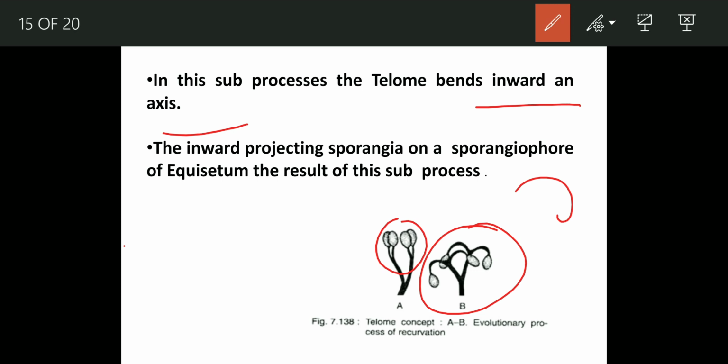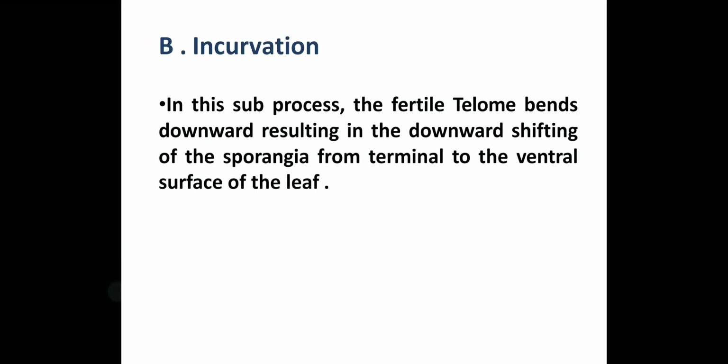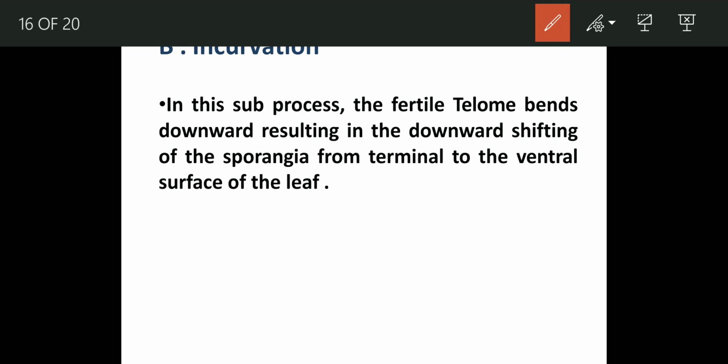The inward projecting sporangia or sporangiophores of Equisetum are the result of this process. Due to this recurvation, the Sphenopsida, like your Equisetum, which belongs to Sphenopsida, have their sporangia formed like this. Then there is incurvation. Here the sporangia shifted towards the ventral surface of the leaf.